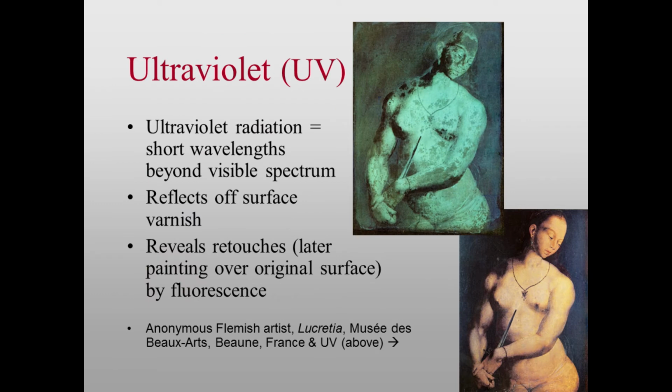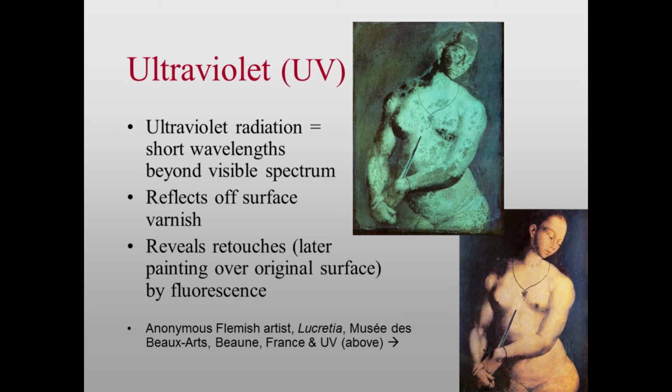Ultraviolet. Now, when you use ultraviolet to look at a painting, and ultraviolet has very short wavelengths that are beyond the visible spectrum, it reflects off the surface varnish, and most paintings have been varnished at one time. Both oil paintings and even tempera paintings often would be varnished to protect the surface and maybe give it a gloss. So it would reflect off the surface varnish, and it fluoresces.